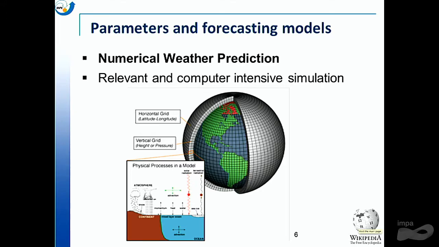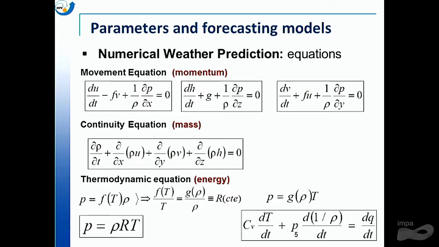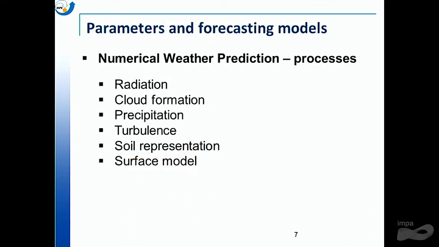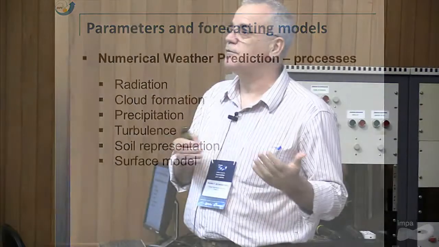But this is not the only thing that you need to do. The job here includes considering different processes that happen with the fluid flow dynamics. And these are some of the different processes to be considered. For example, radiation, cloud formation, precipitation, turbulence, soil representation, and surface model. And so for these different processes, you need to have different parameterizations in order to have a good representation of each process inside of our forecasting model.